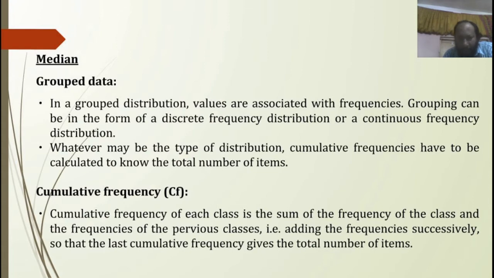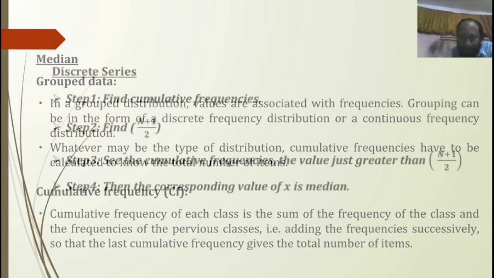Now we have to know what cumulative frequency is. Cumulative frequency of each class is the sum of the frequency of the class and the frequency of the previous class. That is, adding the frequencies successively so that the last cumulative frequency gives the total number of items.